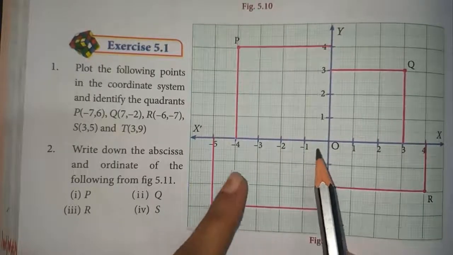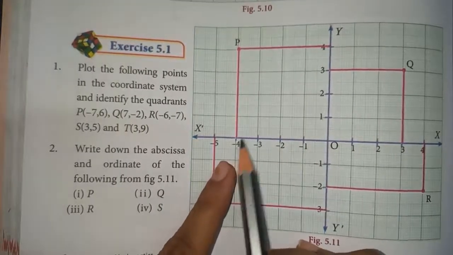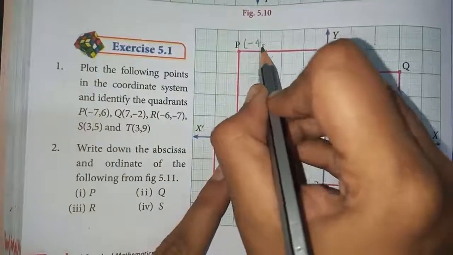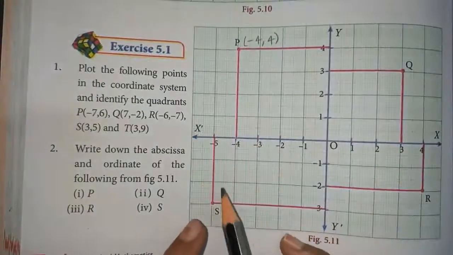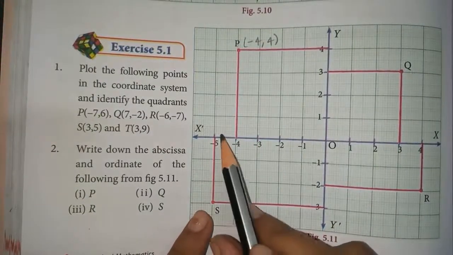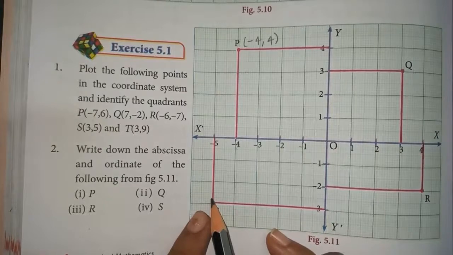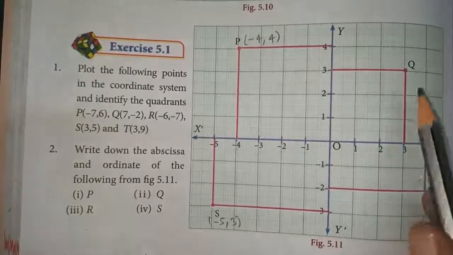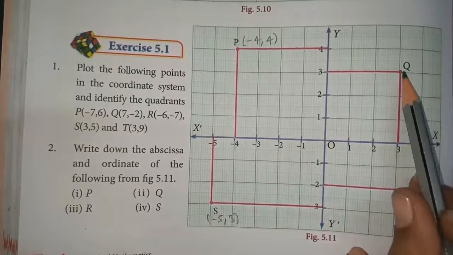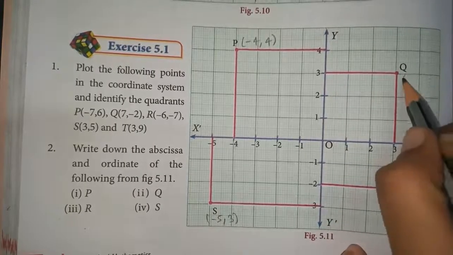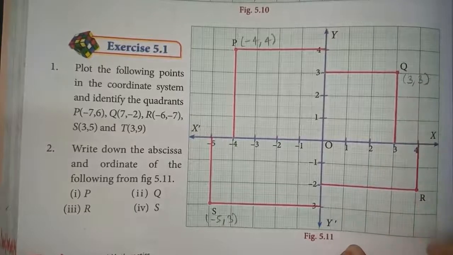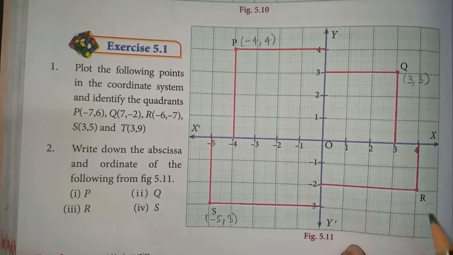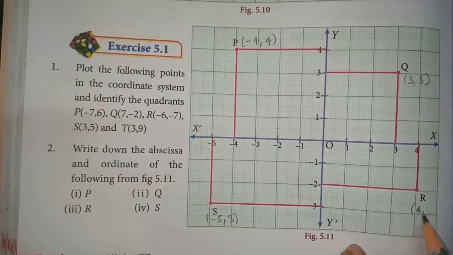So in the x-axis the point is minus 4 and in the y-axis the point is 4. The point P is minus 4, 4 and the point S is minus 5, 3. So minus 5, 3. And the point Q is 3, 3. So the point Q is 3, 3 and the point R is 4, minus 2.